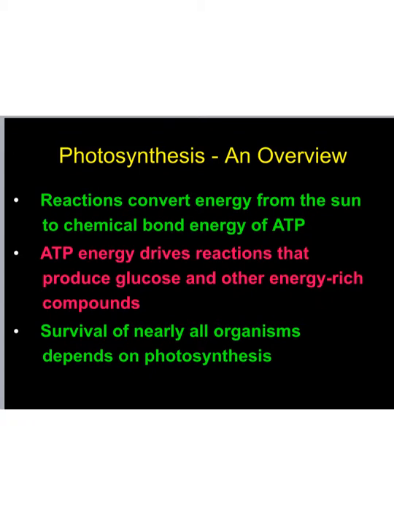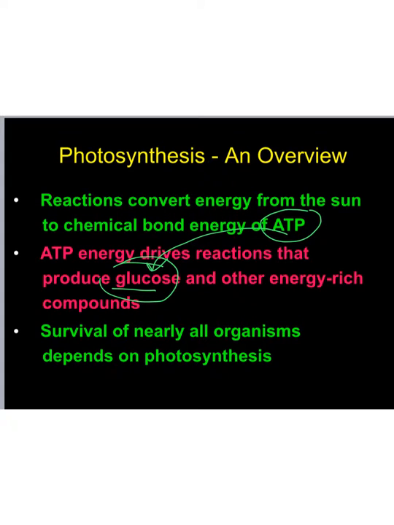ATP is then going to be used to drive reactions that produce glucose. So the whole point of photosynthesis is really to produce glucose, which is the food for the plant, as well as some other energy-rich compounds, which we'll talk about. But in order to do that, we have to have ATP, which drives production of that glucose. We know that ATP is a cell's energy currency. It's the way that your cells use and store energy, which we've already talked about in terms of cellular respiration. And so you'll see that again today as we go through photosynthesis.